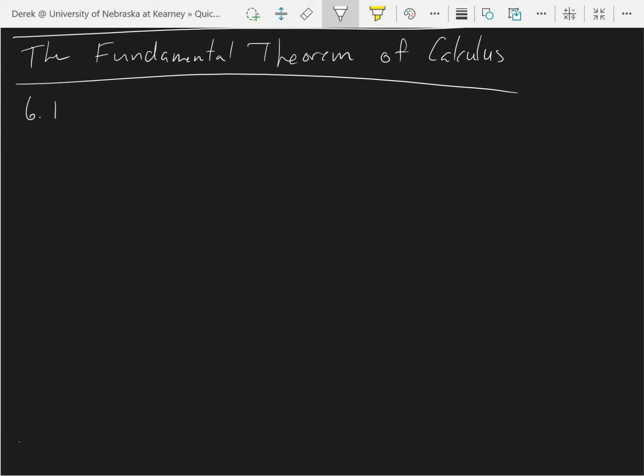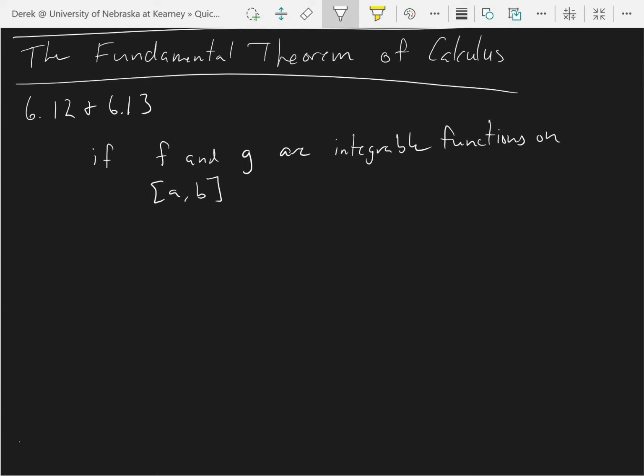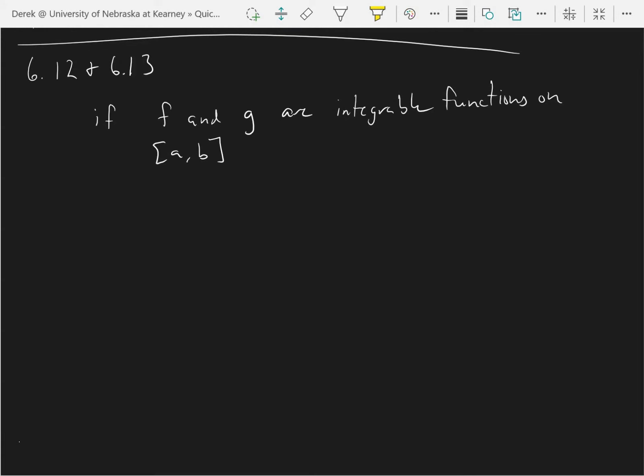So let me label that. Okay, so the first thing: if f and g are integrable functions on [a, b], then the integral from a to b of (f + g) dx is equal to the integral from a to b of f dx plus the integral from a to b of g dx.